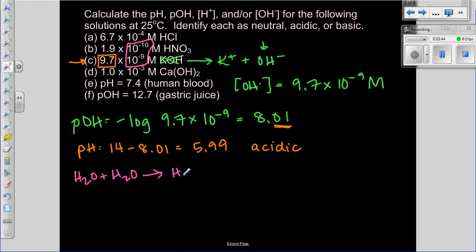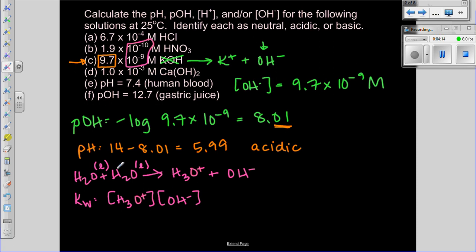I've got water that is auto-ionizing to make hydronium and hydroxide ions. This is a pure liquid. So if I'm writing the Kw for water, it will be the concentration of the products multiplied together divided by the concentration of the reactants. But these are both pure liquids, so they're not included. So our Kw is 1 times 10 to the negative 14th.